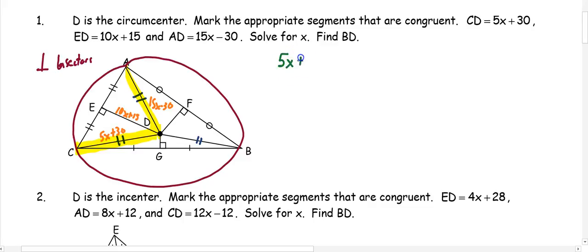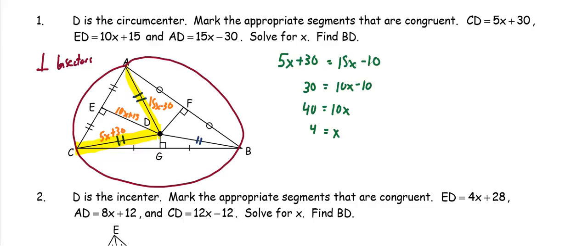So we have 5x plus 30 is equal to 15x minus 10. So we're going to subtract 5x from both sides. And then we're going to add 10 to both sides. So 40 equals 10x. So when we divide, we get x is 4. Now that we know that x is 4, we need to solve for BD. Well, we know that BD is also congruent to AC, or to AD or CD, so we're going to set it equal to each other.